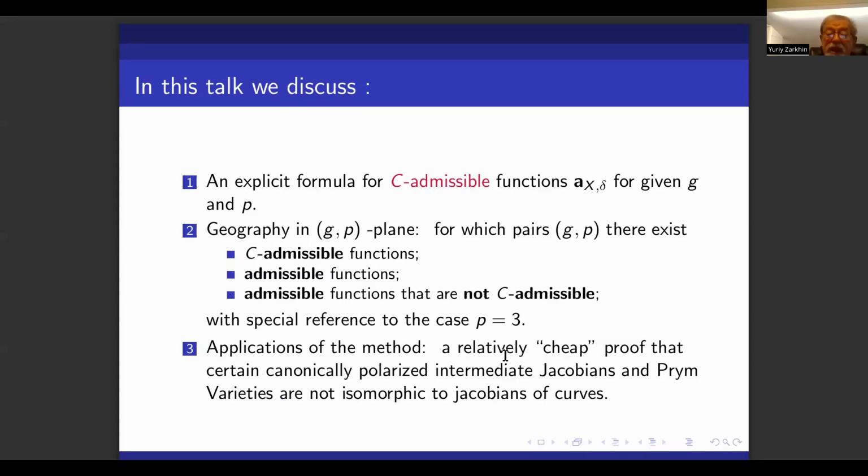Well, applications of the method. Actually, this application was the main reason why I started to do it some time ago: a relatively cheap proof that certain canonically polarized intermediate Jacobians and Prym varieties are not isomorphic to Jacobians of curves.